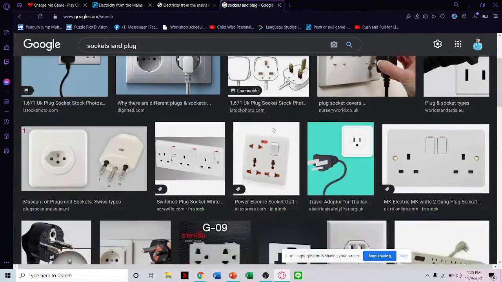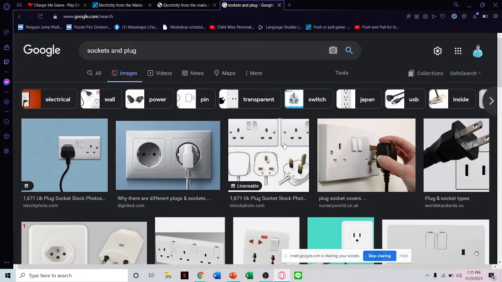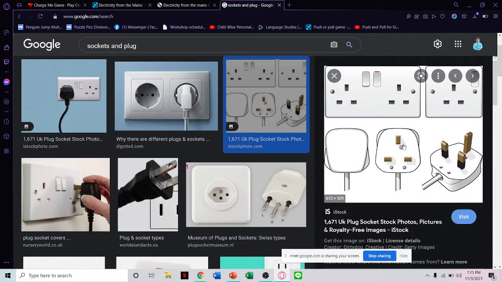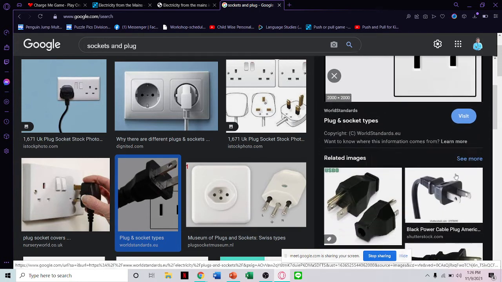For example, this one. If it uses three bars like this, three metals, then your socket should be like this also. It should have three holes also so that the plug can fit inside. Now, if your plug looks like this, with two flat bars, then you can insert it into this kind of socket. The socket should have bars like this also.